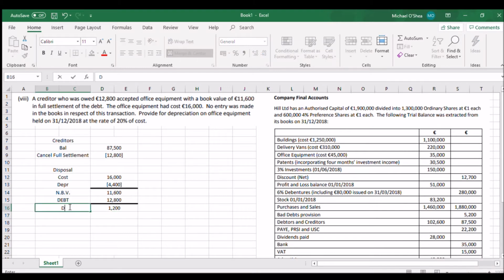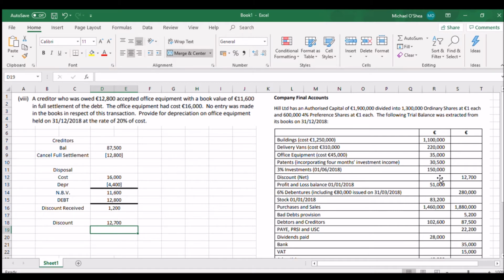I have therefore discount received. I no longer pay that 1,200. They've let it off. It's a form of income, that 1,200. So what do I do next? I do a discount account. Just add this in. My discount in the question, see net here. Credit side 12,700.